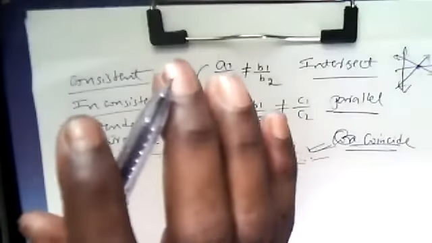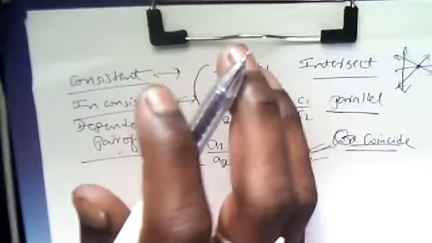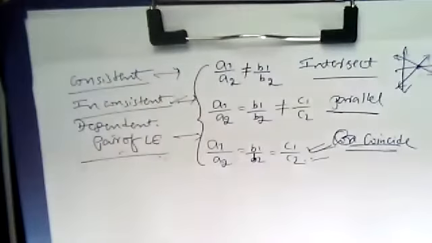I think in the last class we solved one problem: check graphically whether the pair of equations x plus 3y is equal to 6 and the next equation. I think that is over, so solve them graphically. You can draw the graph. Next problem I am giving, please write it.